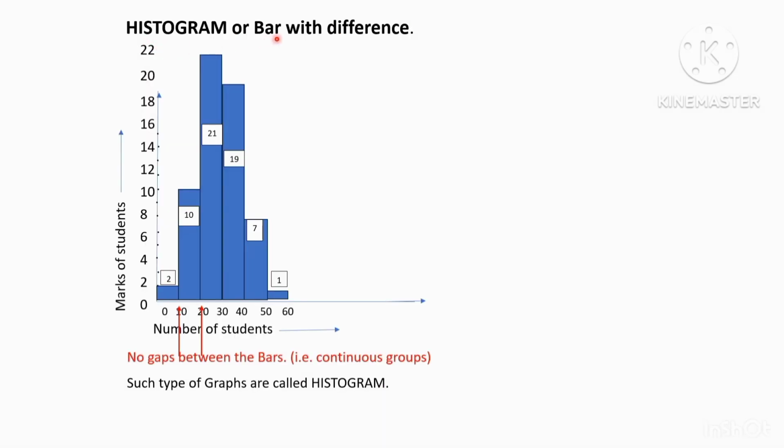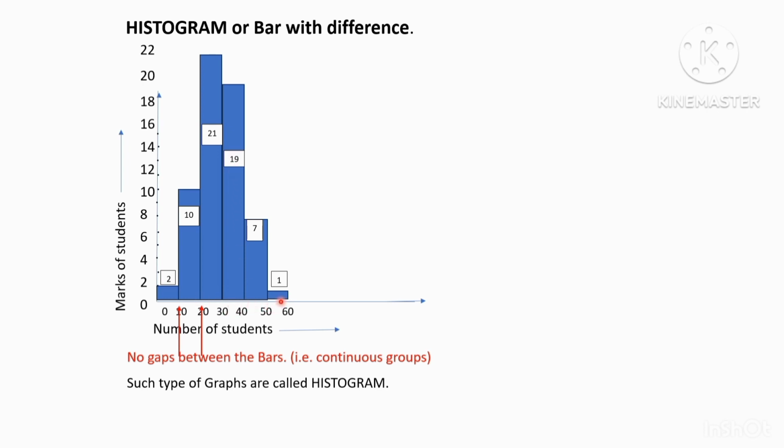So we draw a histogram, or bars with no gaps, like this. On the x-axis are the groups, and on the y-axis the number of students in a particular group. The maximum is 21, so we take only up to 22. There is no gap between these two groups, 0 to 10, 10 to 20. This is called a continuous group.